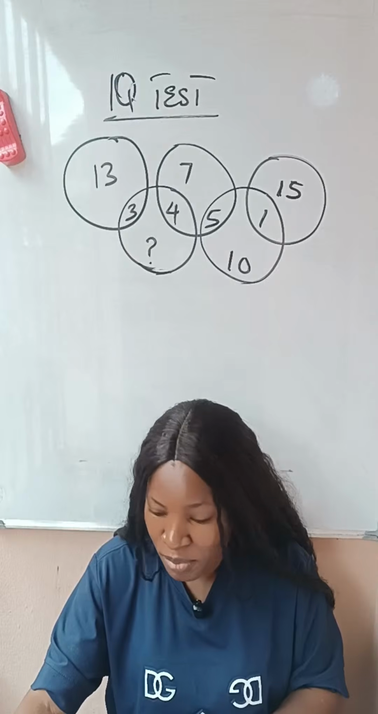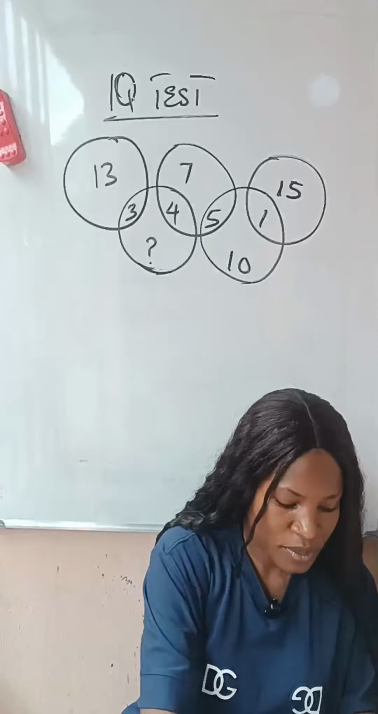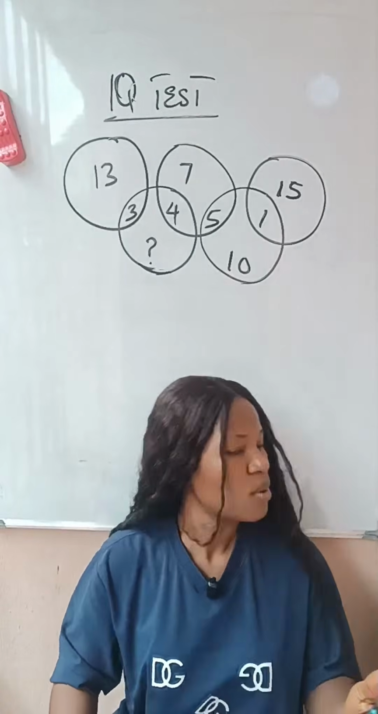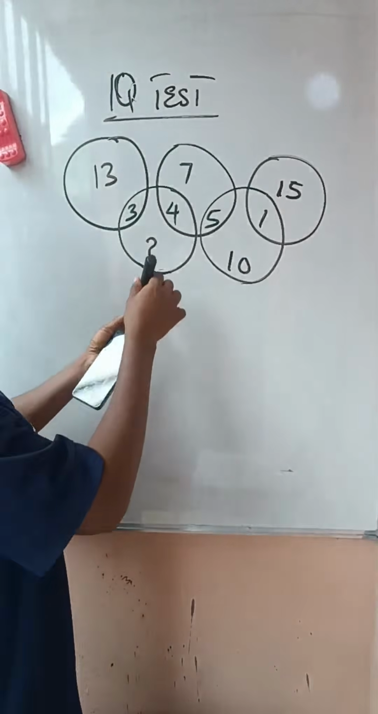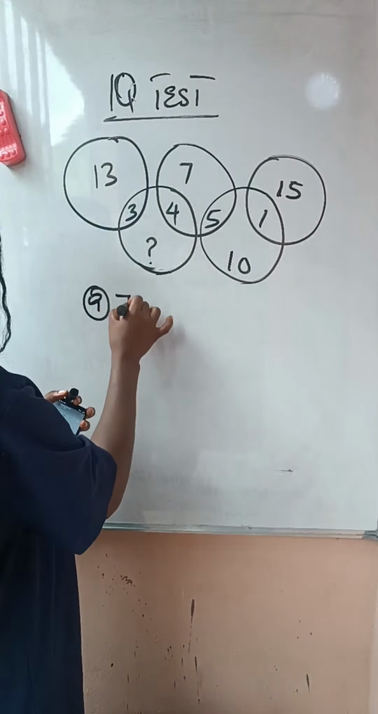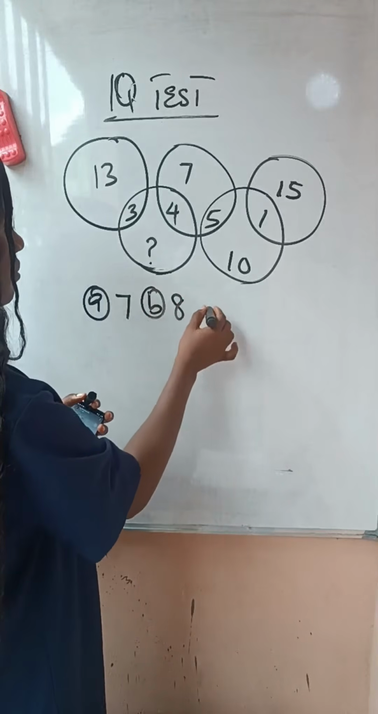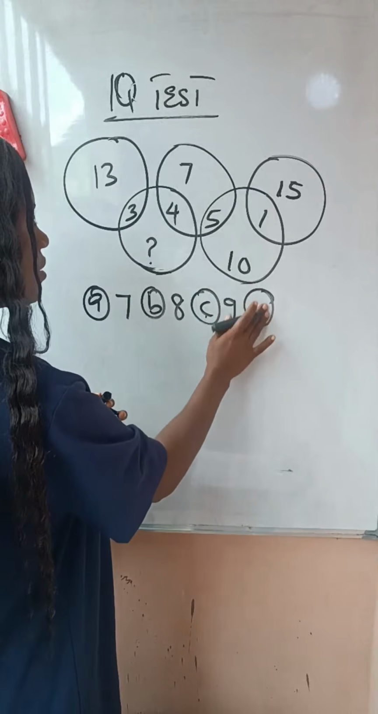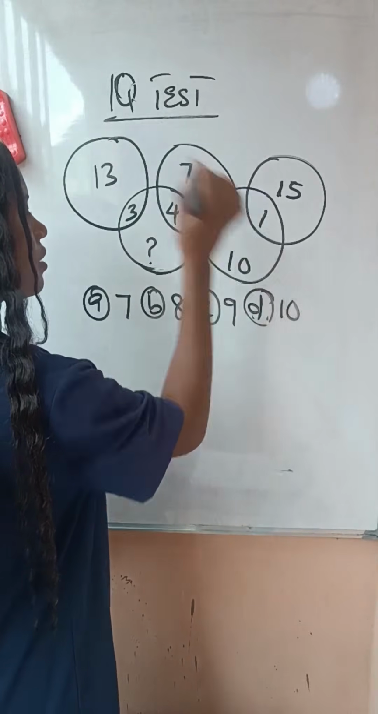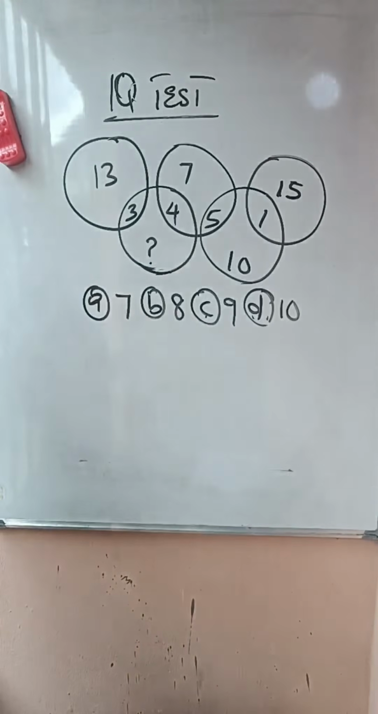Okay, let me drop the options for you. I think this will help to make you reason faster. So we have option A, 7, option B, 8, option C, 9, option D, 10. So these are the options. Which of them do you think is the right option?